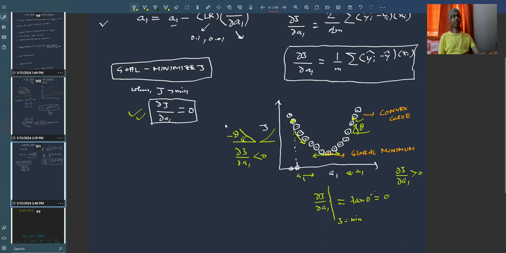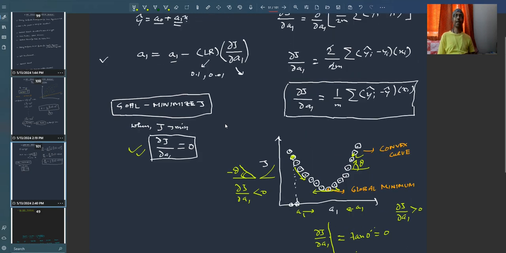So we have understood what is gradient descent, friends. Why are we calling it gradient descent? We are going down a gradient, especially when a1 is low. Also, if a1 is high, we are going down some gradient to reach a minimum value. So that is why this process is called gradient descent.